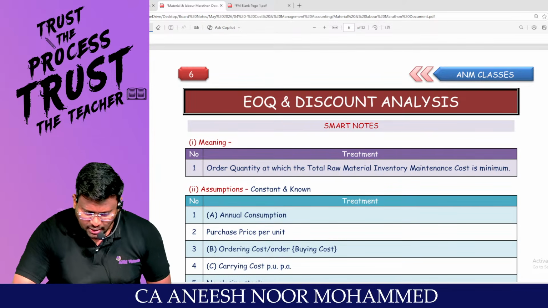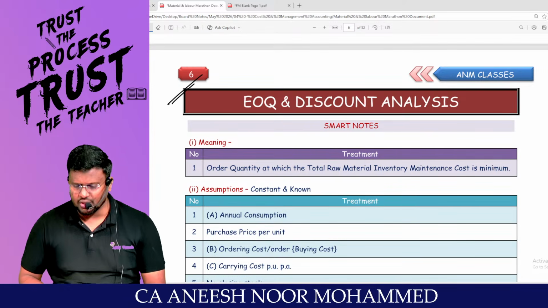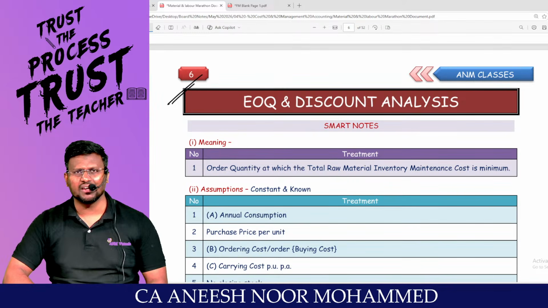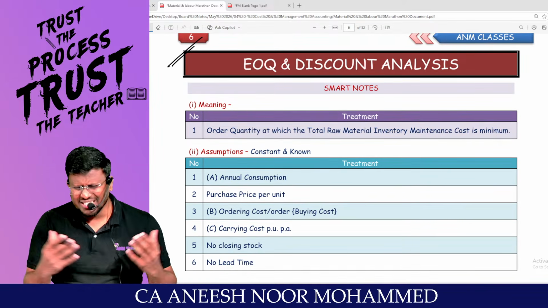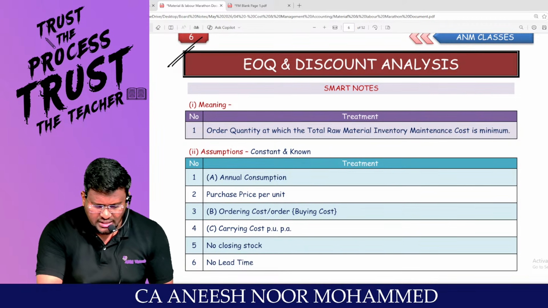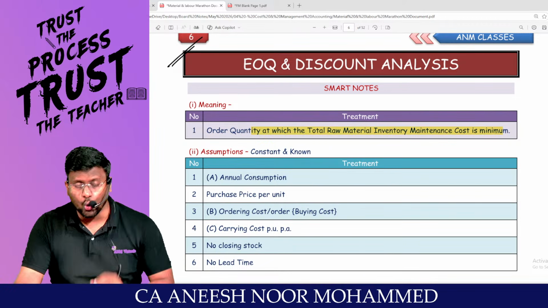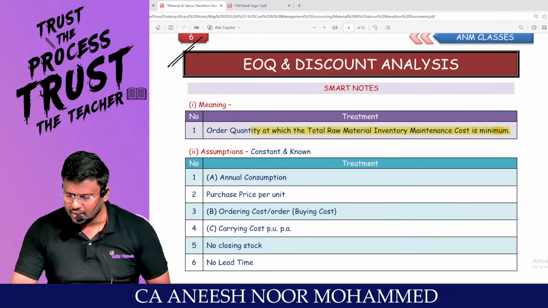I'm moving into the most hit area for examination called EOQ and discount analysis, which is economic order quantity. Sir, what is this EOQ? Sir, EOQ is the order quantity at which total raw material inventory maintenance cost is minimum.